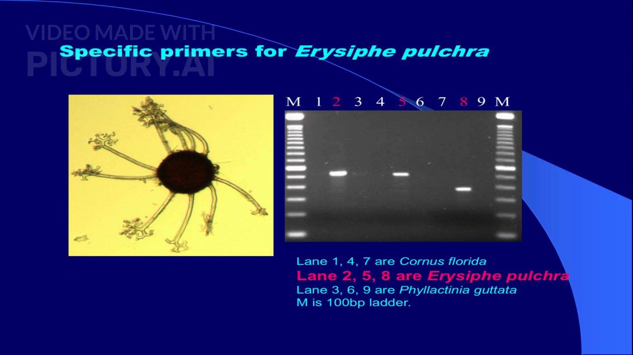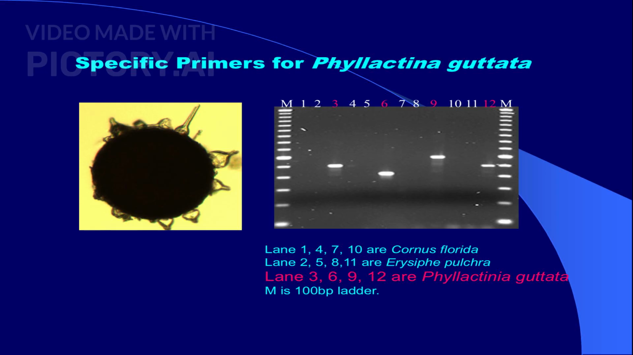Specific primers for Erysiphe pulchra have been identified, with distinct bands confirming its presence in Cornus florida and other samples, aiding in precise pathogen identification. Phyllactinia guttata is identified through specific primers, with distinct bands confirming its presence in various samples, providing insights into its role in powdery mildew diseases.